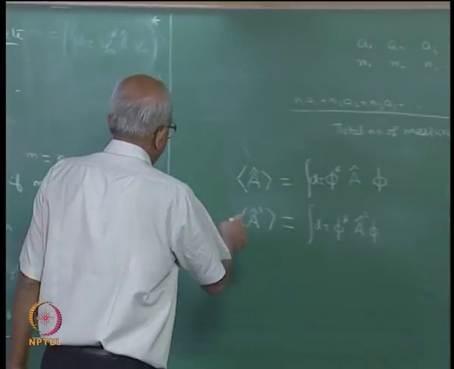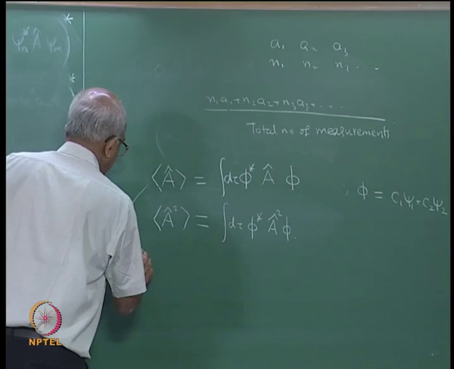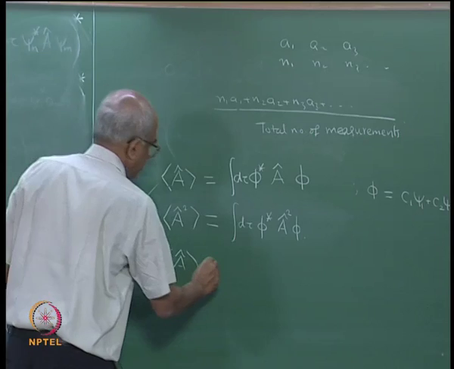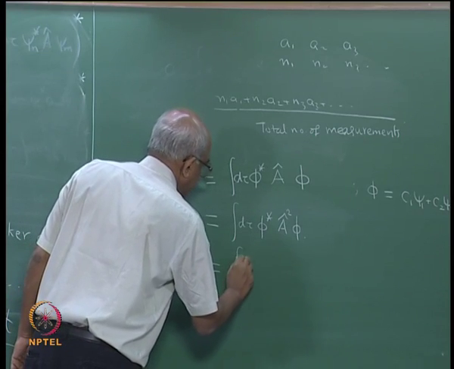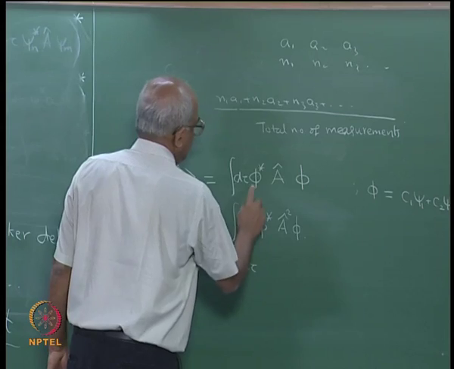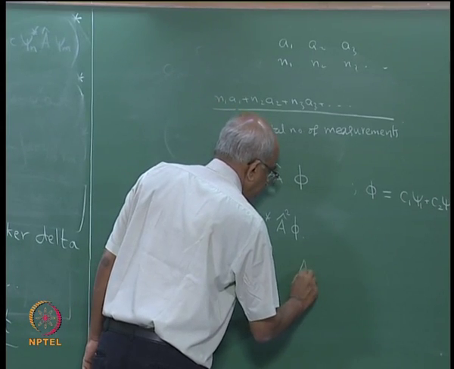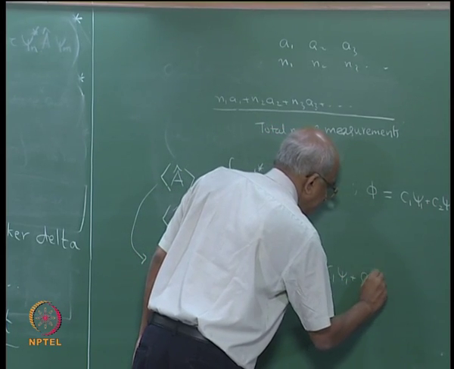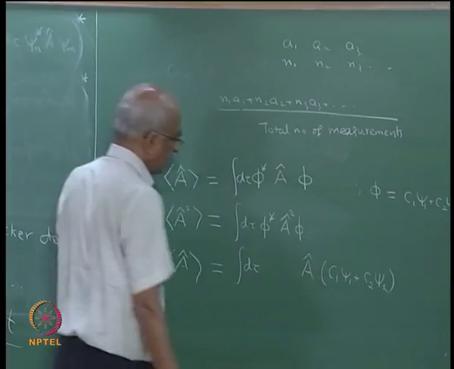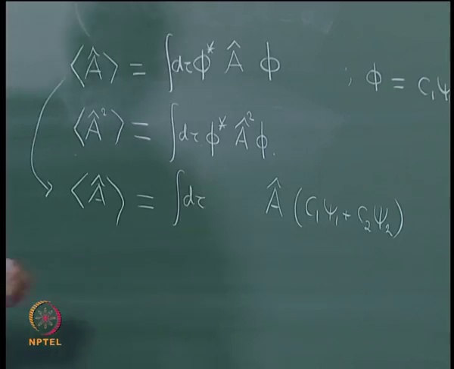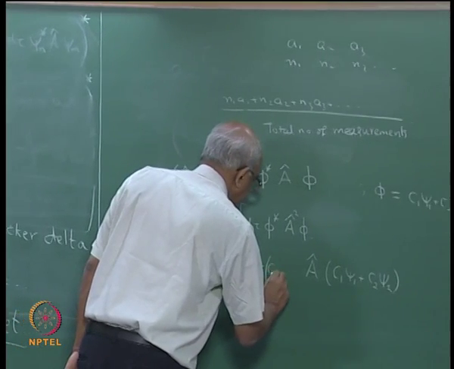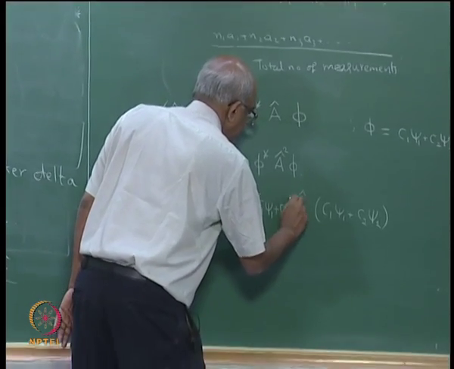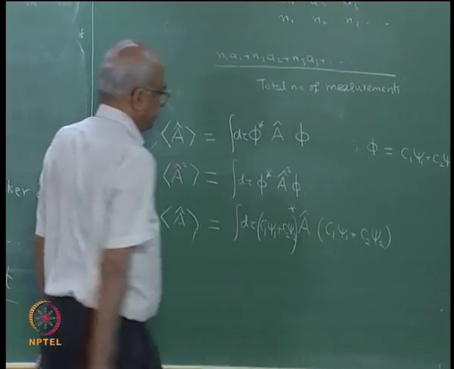If I now calculate the expectation value of A, this is equal to the integral d tau. What is going to happen? I would have A operating upon C1 psi 1 plus C2 psi 2, and that is to be multiplied by what object? C1 psi 1 plus C2 psi 2, but with a complex conjugate.